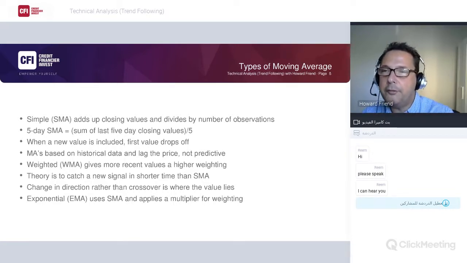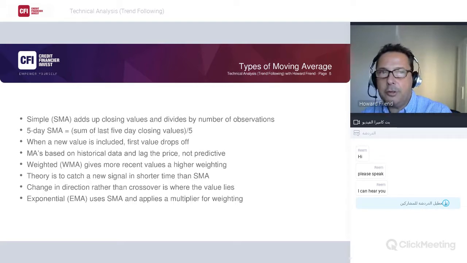So in this case, we add the closing values for the last 5 days and we divide that number by 5. That will give you the present value of the 5-day simple moving average. As I say, when a new value is included, the first value drops off, and so forth. As I mentioned before, the moving average is based on historical data and it lags the price. It's not predictive, so don't look at moving averages to give you a prediction of the future price.